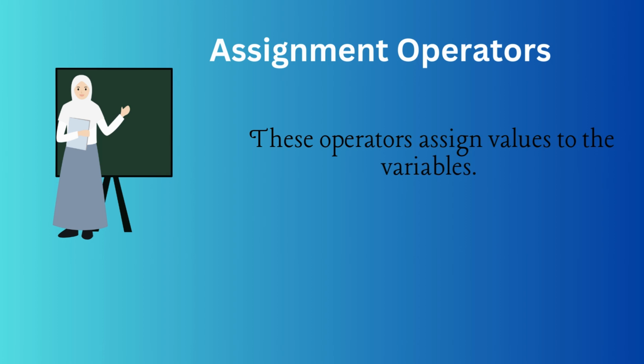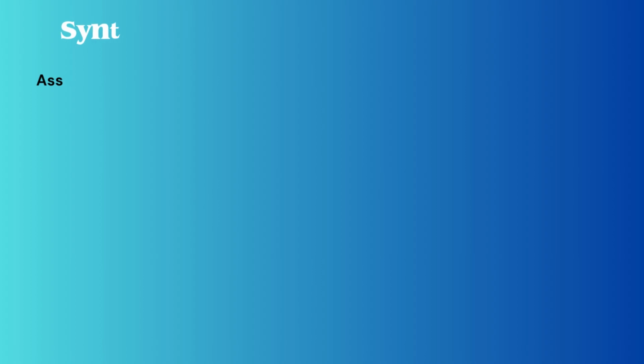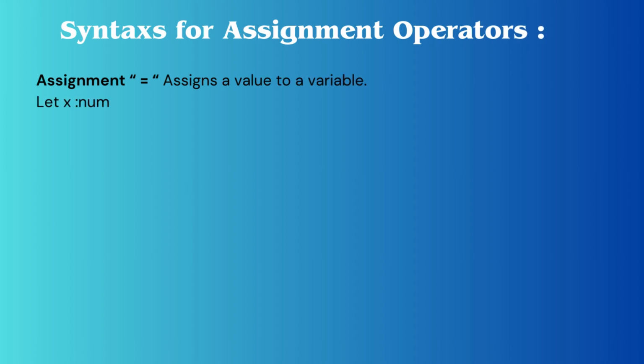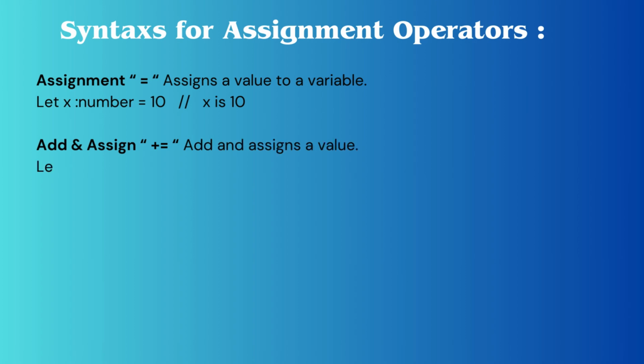Assignment operators. These operators assign values to variables. The first thing we do is assign a value to a variable, like let x equals 10, which means we assigned a number to variable x and that number is 10. From the second syntax, we have add and assign, that is plus equal to, which will not only assign a value but will also add to it.